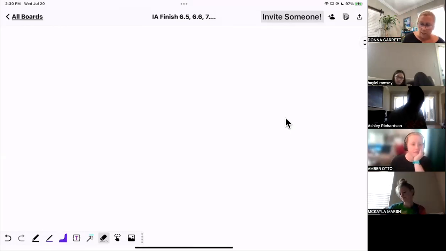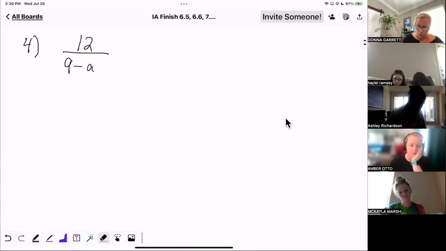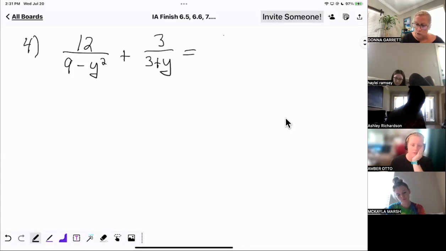Okay, so let's try. This was number 4, right? 12 over 9 minus a squared. Okay, I'm not doing a. My a's look like 9s. Hold on. Minus, I'll call it y. I had a on my paper. I don't like a. Okay, 3 over 3 plus y equals 2 over 3 minus y.